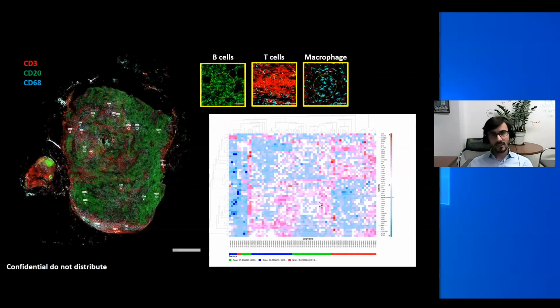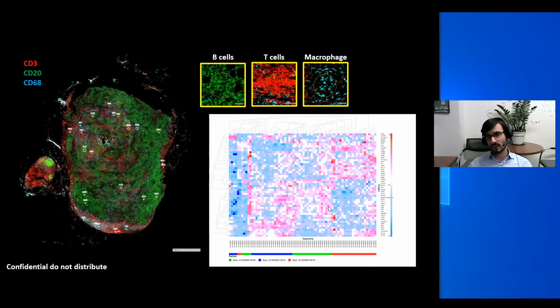What the next slide shows is that we can take a biopsy from a patient with lymphoma, and we can identify, using these markers, CD3 for T cells, CD20 for B cells, and CD68 for macrophages, different areas of interest, as you can see here. And we can zoom in and select an area with B cells, an area with T cells, an area with macrophages. And then we can look at the overall expression of the targets that I mentioned.